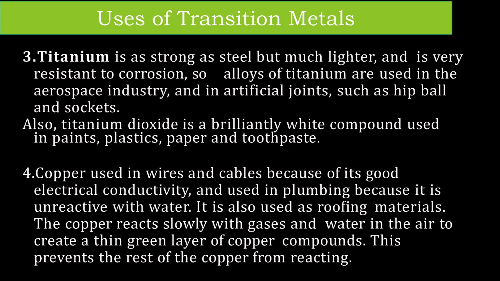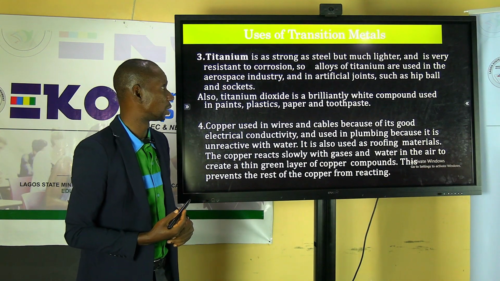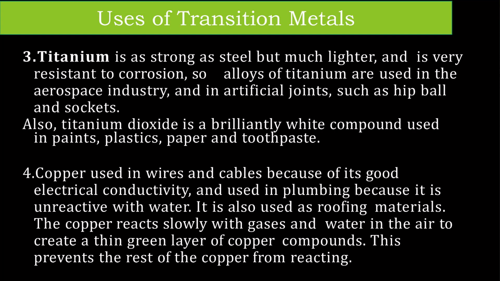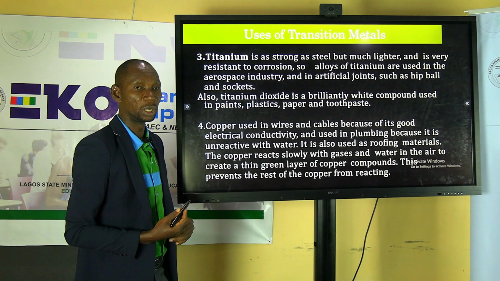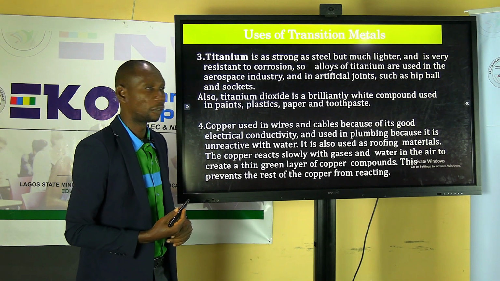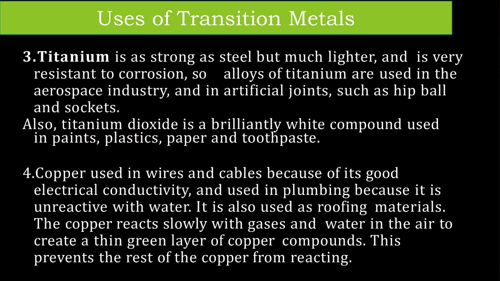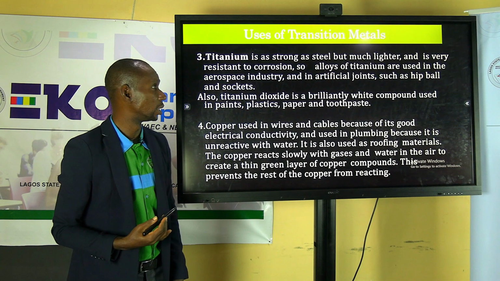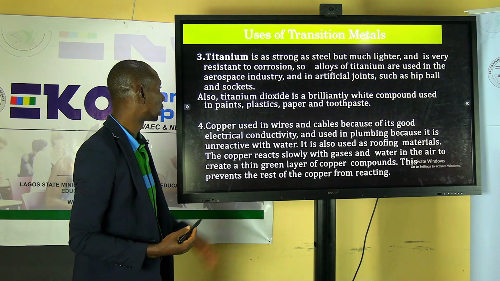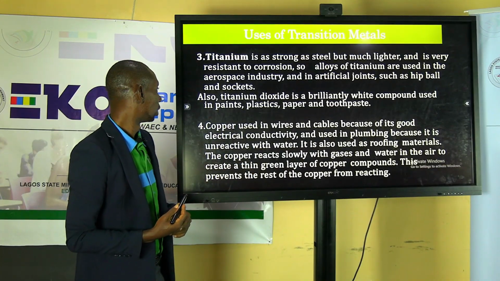Titanium is as strong as steel, but even much lighter. So that is a desirable property there. And it is very resistant to corrosion. So it can be a substitute for iron. So it is used in aerospace industry and also in artificial joints, such as the hip joints and sockets.